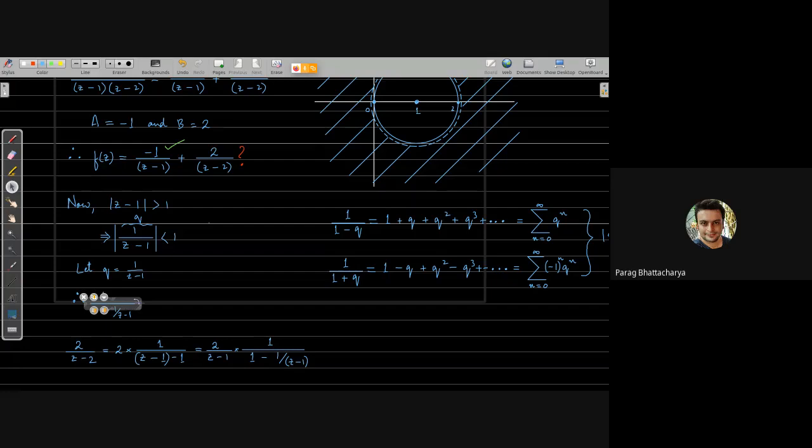Because this is what appears over here: 1 by 1 minus 1 by z minus 1. This is what we're interested in, and this, of course, you look at it as q. Which one of these will we use? I will use the first one. So the first one is 1 plus q, and q is 1 by z minus 1, plus q squared, which is 1 by z minus 1 squared, plus q cube, which is 1 by z minus 1 cube, and so on. So this is the expansion of this term. I'm just using the first one, because the condition is satisfied.